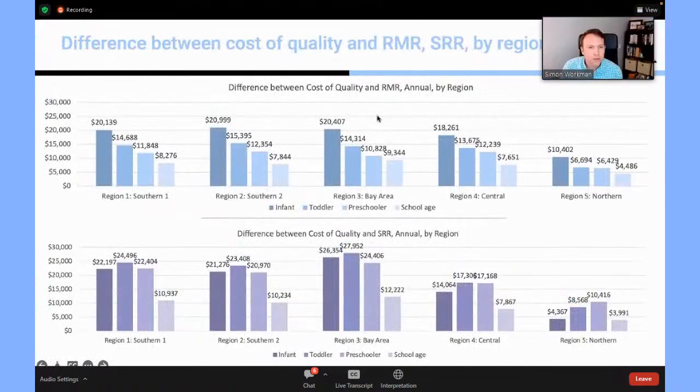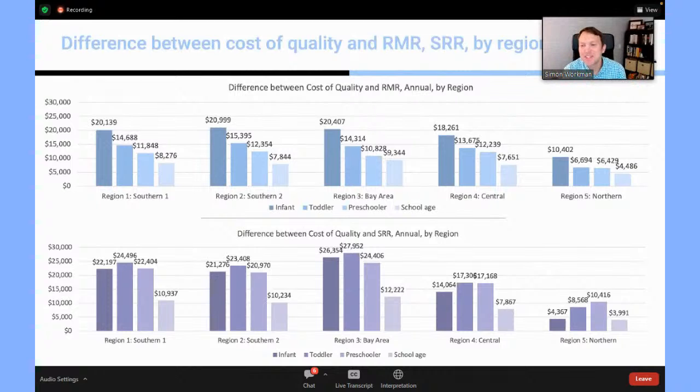Sure. And so just this last slide, and then we can address, I know there's another question in there. So this slide gives you the gap. So, from each of those prior 8 charts we shared, you can estimate what is the actual gap between the cost of quality and the current public funding available, be it the RMR or the Title V rate. Did I get that right?